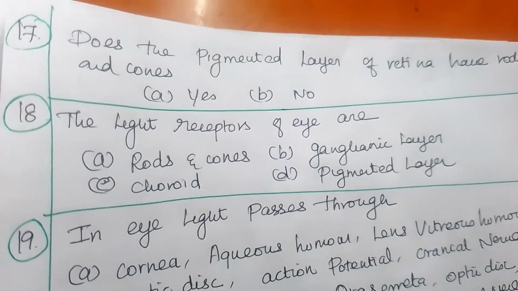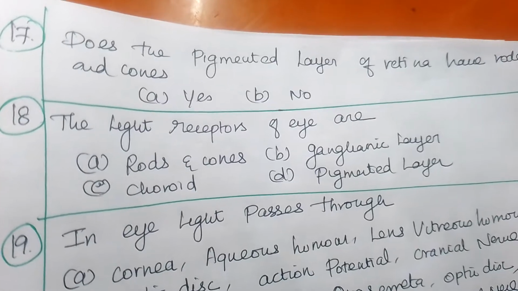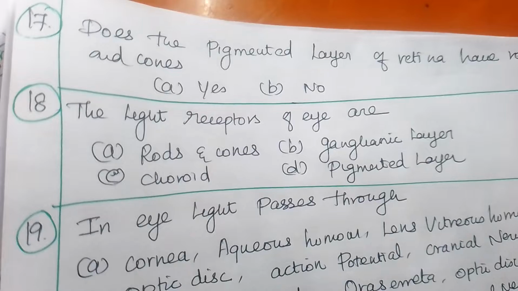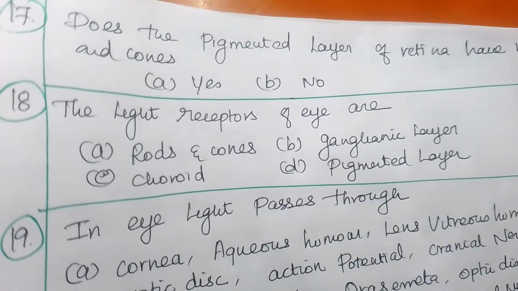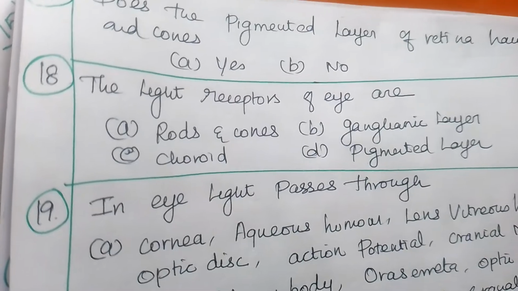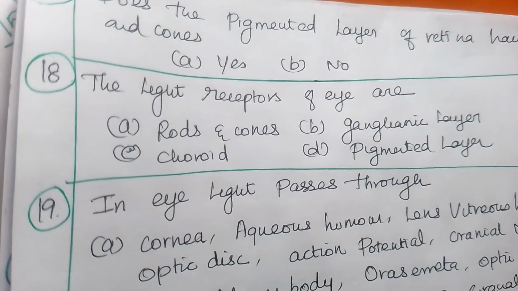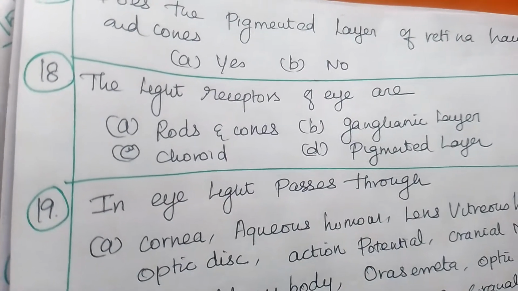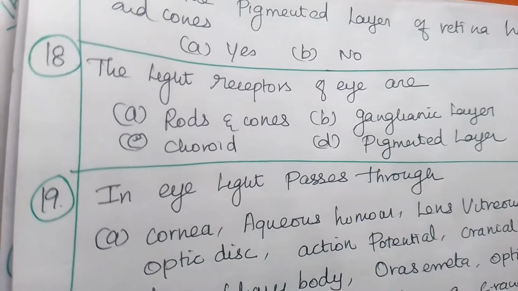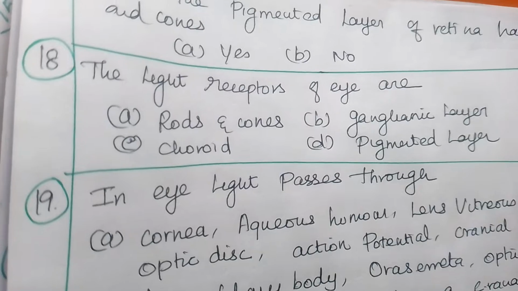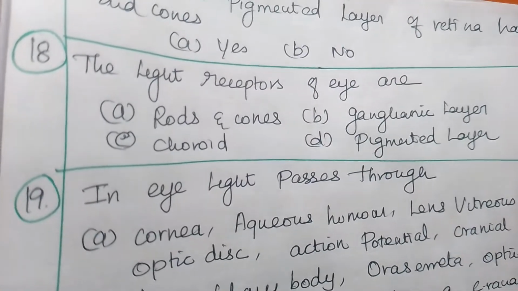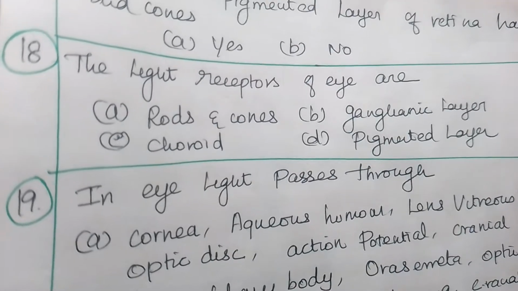Next, the 17th question: does the pigmented layer of the retina have rods and cones? Do they have? No. Of course, the answer is no. The 18th question: the light receptors of the eye are A. Rods and cones, B. Ganglionic layer, C. Choroid, D. Pigmented layer. The light receptors? Very well. Yes, good. Rods and cones is the correct answer.